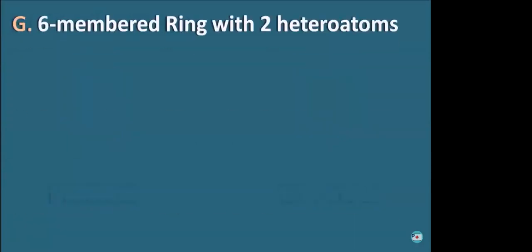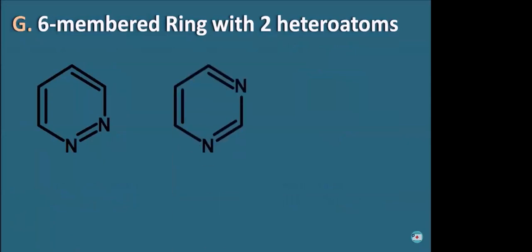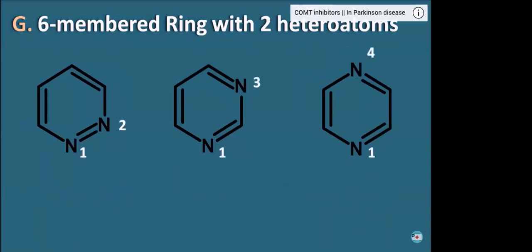Now the 6-member ring systems with 2 heteroatoms. Here we can add another heteroatom, nitrogen, at the second position. Otherwise, we can add the other heteroatom at the third position. And finally, we can also add this heteroatom at the fourth position. So nitrogens can be present at the first and second positions, or first and third positions, or first and fourth positions. Now, how can we write the name for these ring systems?